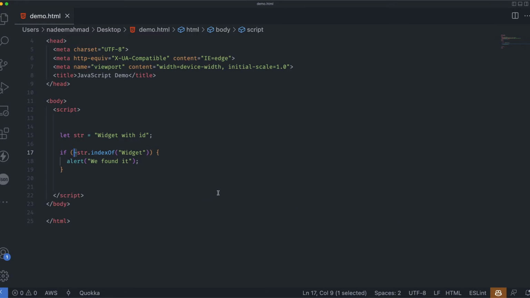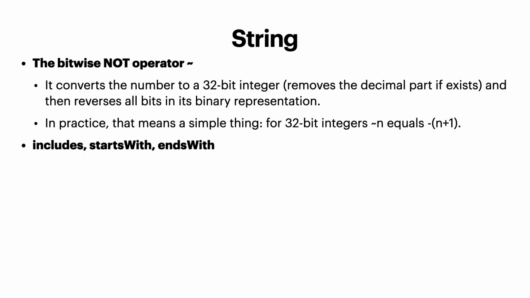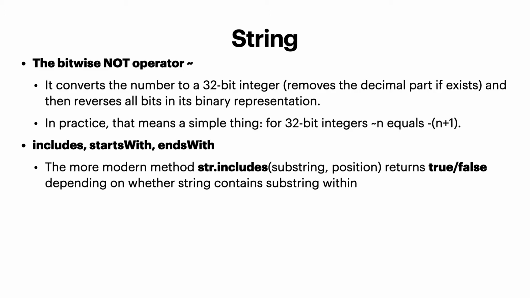Right now, we see this trick only in old code, as modern JavaScript provides another method to check for words in a string. Let's talk about the includes method, startsWith method, and endsWith method. The modern method string.includes returns true or false depending on whether the string contains the substring within. It is the right choice if we need to test for the match but don't need its position.